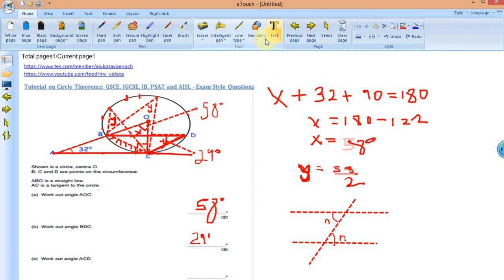So the implication is that this place here will be Y. Let me use the laser there. This place here will be Y, and that is 29 also. Also Y is 29, so this angle here too will be 29.